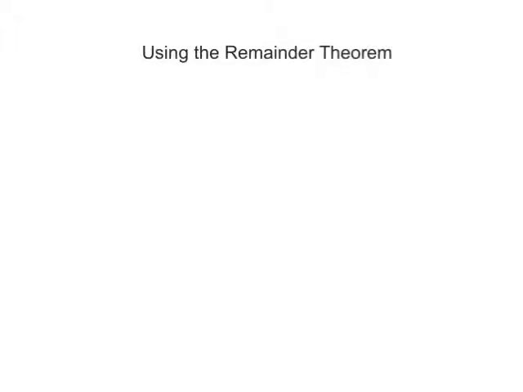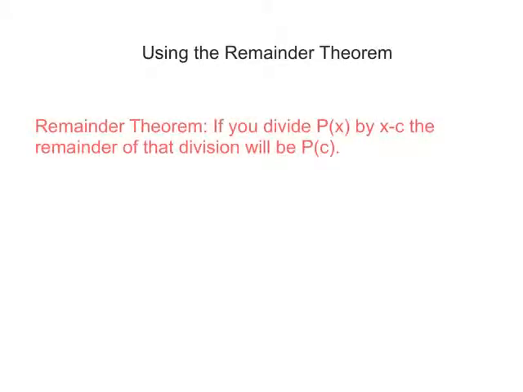In this video, we're going to take a look at using the remainder theorem with synthetic division. The remainder theorem states that if you divide a polynomial function p of x by x minus c, the remainder of that division will be p of c, which from section 2.2, where we talked about evaluating functions, just simply means what we would get if we took c and plugged it into the polynomial function for x. That's a y value that you get out, okay?